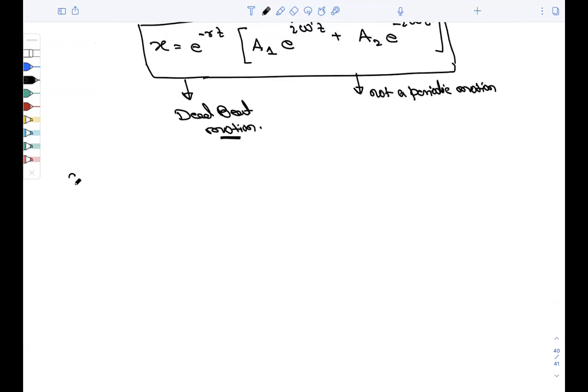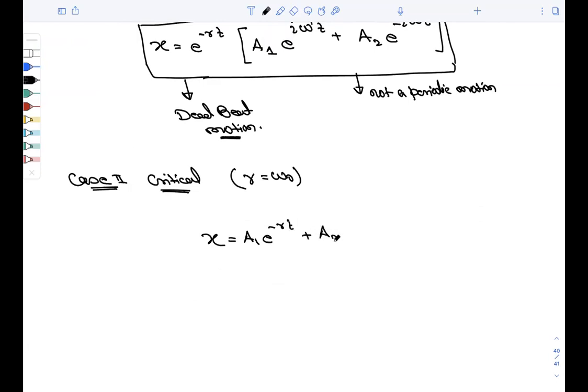Now case 2, critical damping. For critical damping, gamma is equal to omega naught, so the determinant will be equal to 0. So x can be simply written as a1 e to the power minus gamma t plus a2 t e to the power minus gamma t. Again, you just need to write this solution. That's it, just put the values.